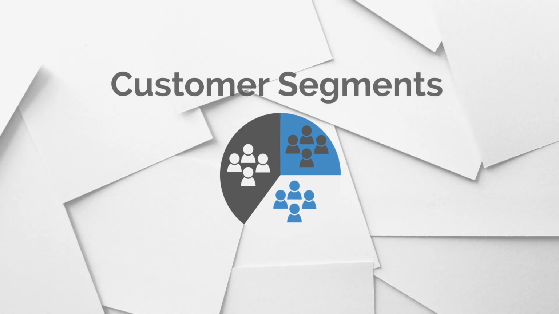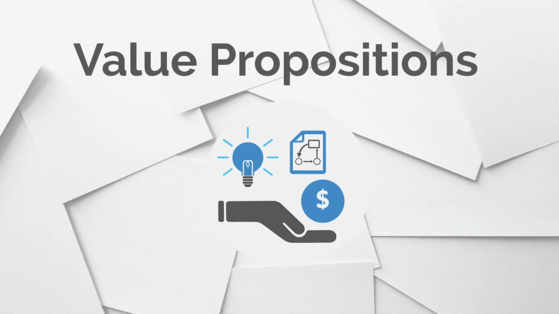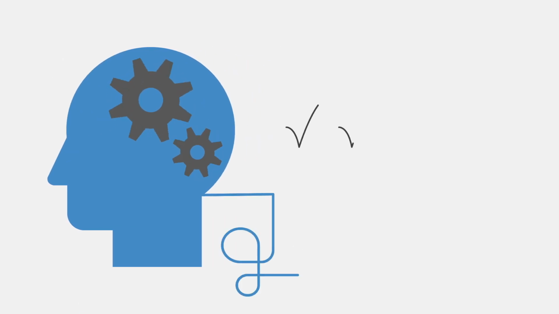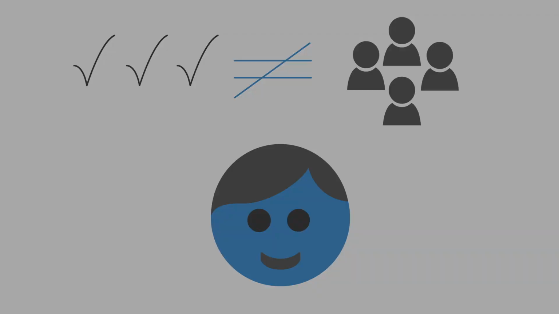Customer segments. This is all the people to whom we intend to sell our product. For example, people who practice rock climbing in your area. Value propositions. Think about what characteristics make your product different from other competitors from the customer's point of view.